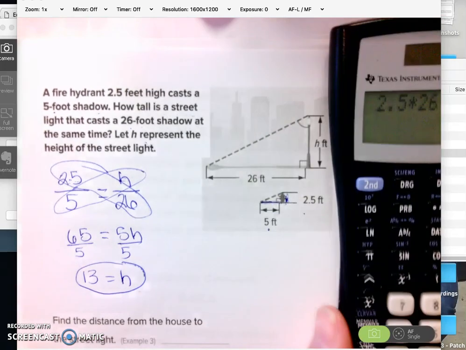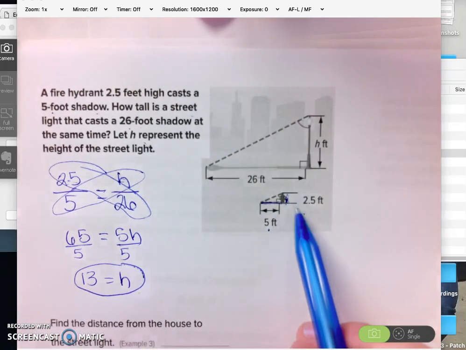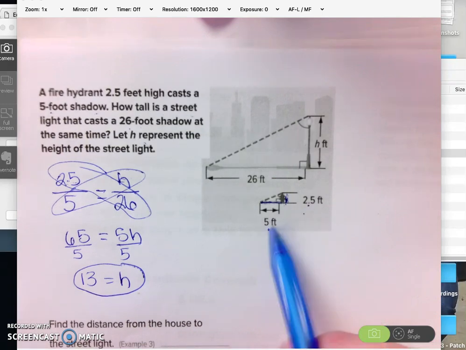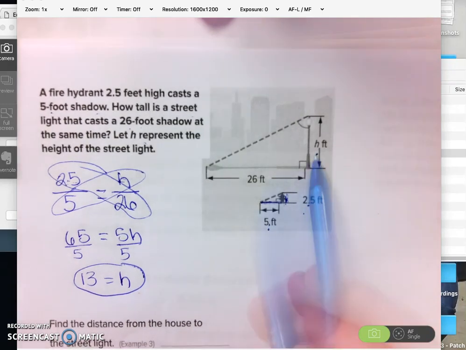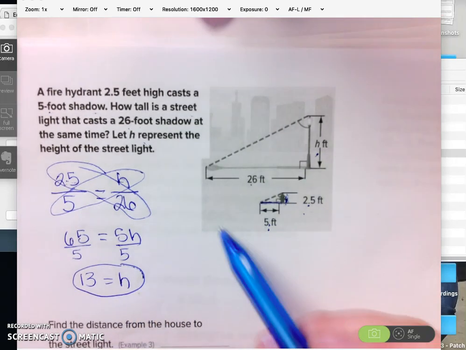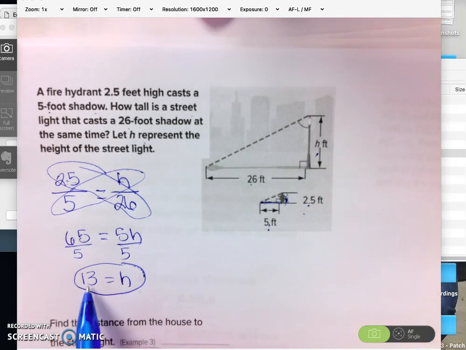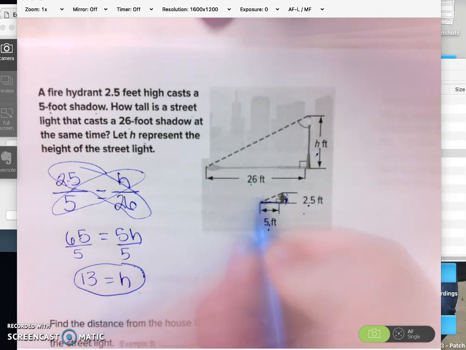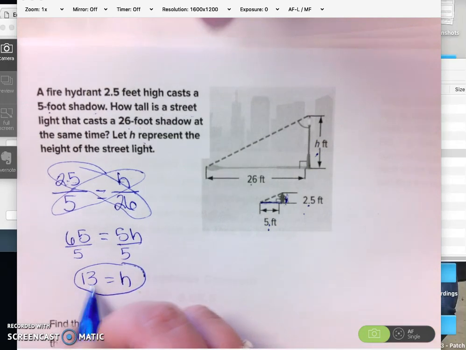Now, just looking at this real quick, you see that it's 2.5 and if you double that, you get 5. What doubled is 26? Well, 13 is. So we can also use logic like that. Don't forget to label. So this would be 13 feet.